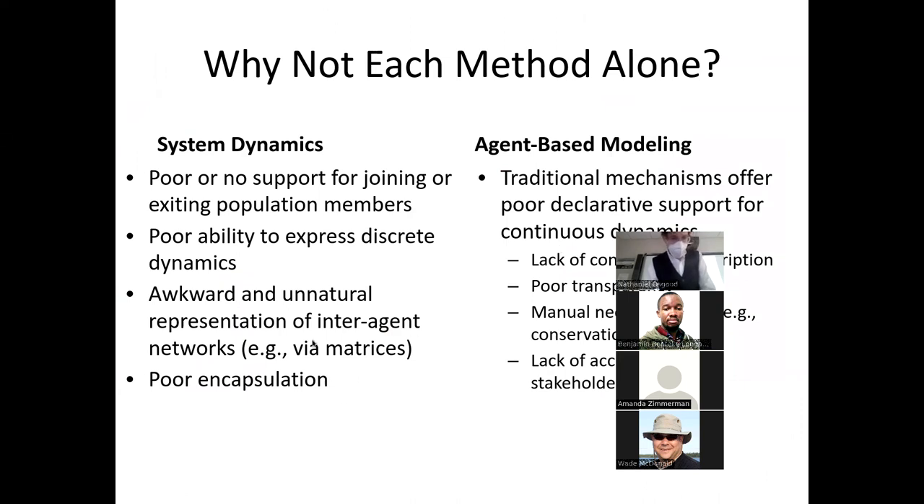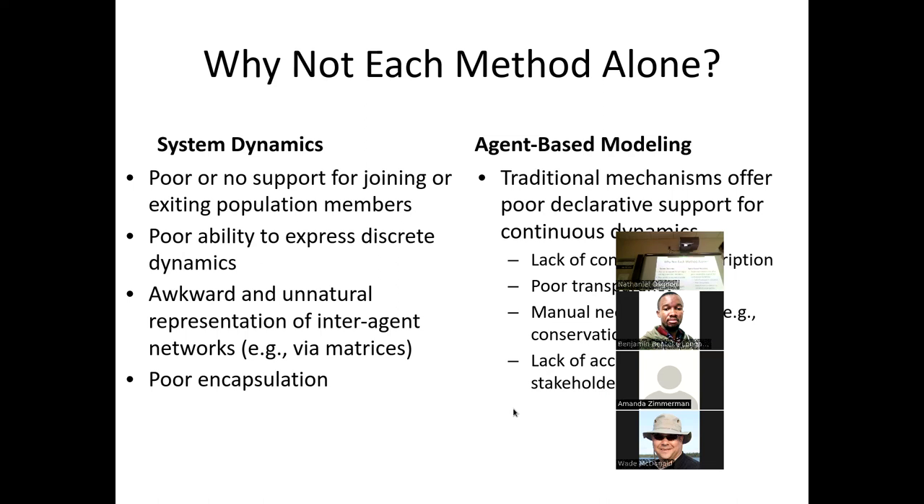So why not do it all in system dynamics? Well, capturing networks, capturing agents who appear and disappear is awkward. And it turns out to be very cumbersome to do it. We did some of this early work with mixing matrices and system dynamics. And it's very awkward. It's quite unnatural. And there's really poor encapsulation. And you don't have the flexibility that you do with agent decision making and movement to certain environments, et cetera.